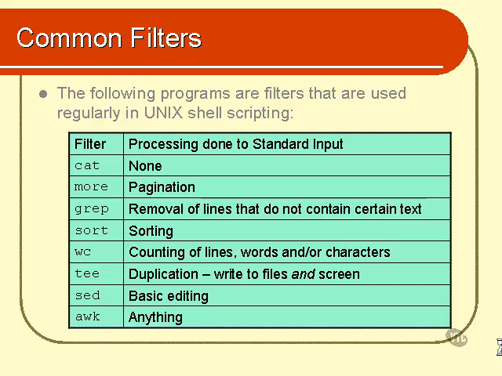More is, of course, a filter which does exactly what cat does, except it does it one page at a time, so we've got pagination happening. grep, we'll look at grep a little bit later on in this chapter, and sort, we'll also look at sort later on in this chapter. We've had a look at WC already. T, we won't really have a look at that, but it provides a nice little facility to write information both to a file and to the screen at the same time.